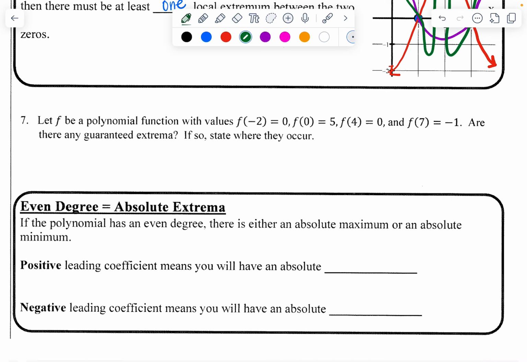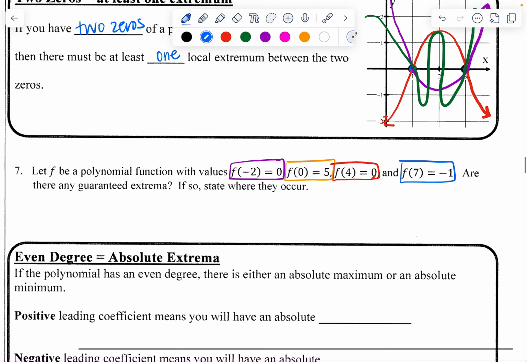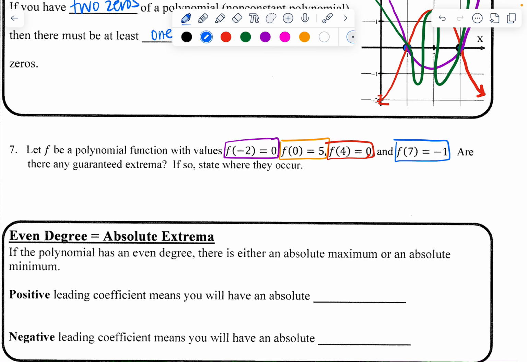All right, let's look at this next part. Let f be any polynomial function where f of -2 is 0, f of 0 is 5, f of 4 is 0, and f of 7 is -1. So are there any guaranteed extrema? We just talked about before how if there's two zeros, we can guarantee there's at least one maximum or minimum. So do we see any zeros here? Well, I see, hey, this is a 0, and this is also a 0.